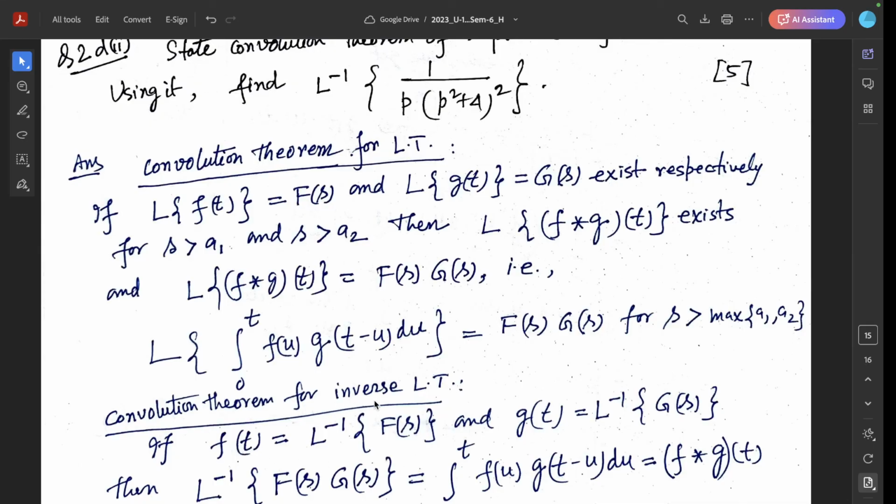And the convolution theorem for inverse Laplace transform: ft equal to L inverse capital Fs and gt equal to L inverse capital Gs, then L inverse of capital Fs into capital Gs equals integration 0 to t fu g of t minus u du, which is equal to f star g of t.